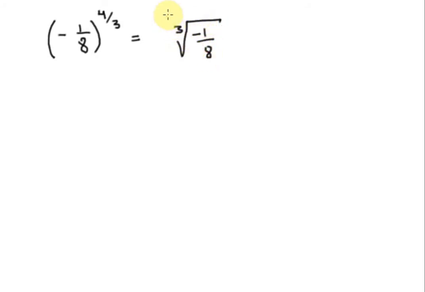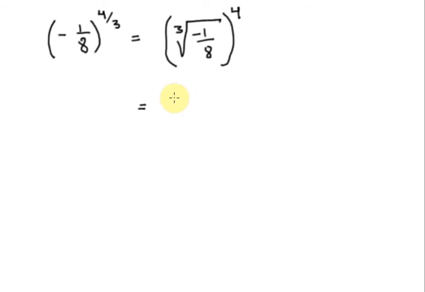My next example looks something like this. Take -1/8 and raise that to the 4/3. Let's see how we would do that. Well, I'm going to deal with the 3 on the bottom first, and that tells me it's a cube root. So cube root of -1/8. I'm going to figure out what that number is, and then I'm going to raise it to the 4th power, or to the 4.